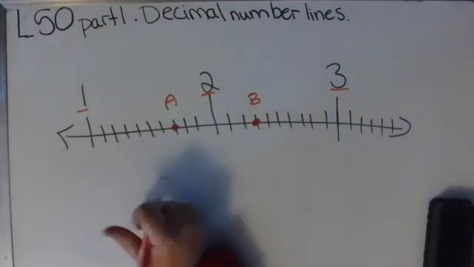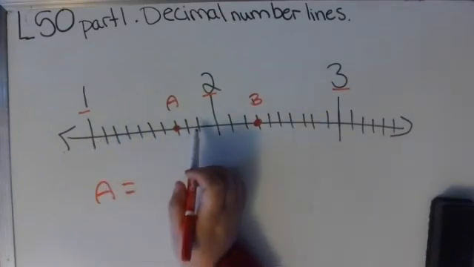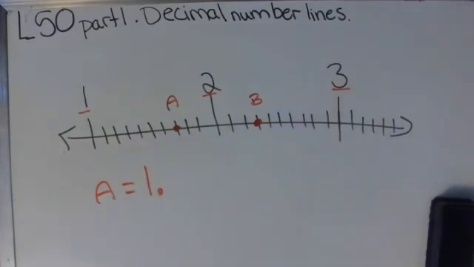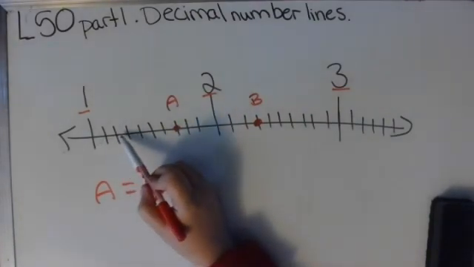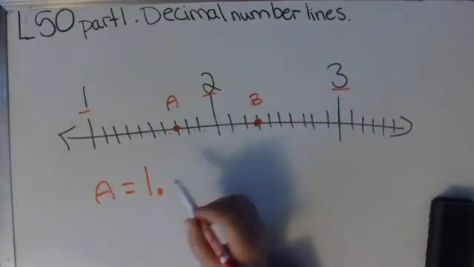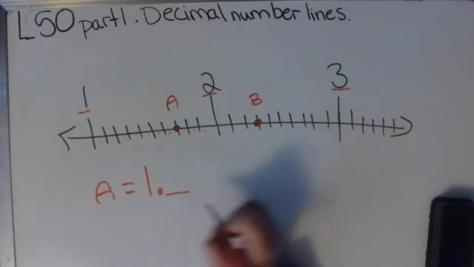So let's look at A. So A equals, well, I pass 1 and I'm not quite at 2 yet. So that means my whole number is going to be 1 and I'm going to have a decimal. So 1 and, let's figure out how many pieces we have. 1, 2, 3, 4, 5, 6, 7, 8, 9, 10. So there are 10 pieces between 1 and 2, which means I am looking at the tenths column.